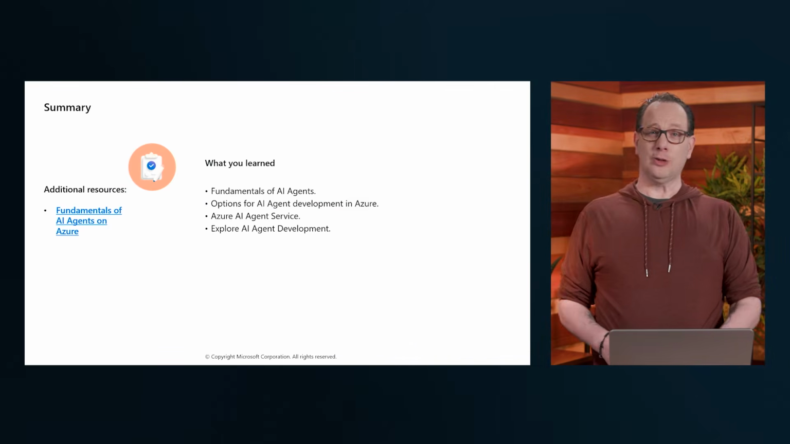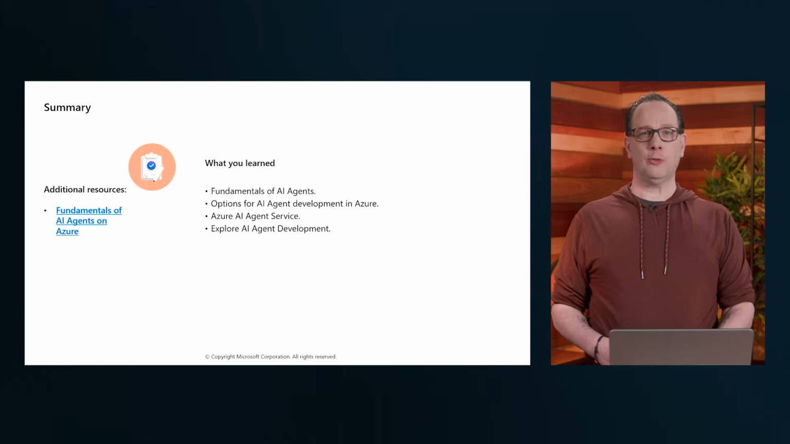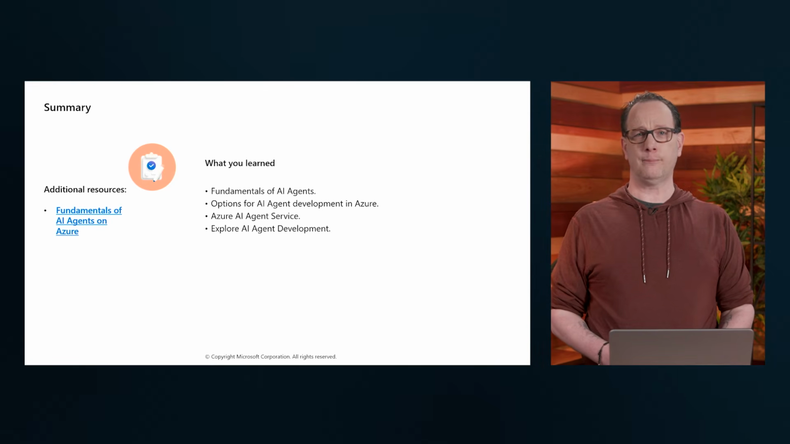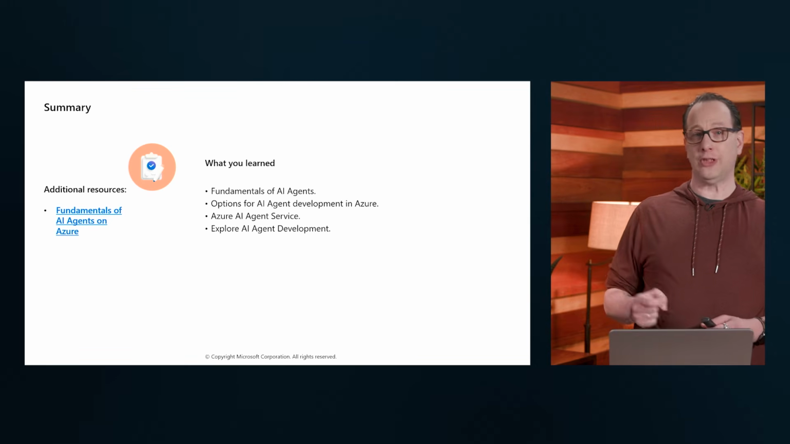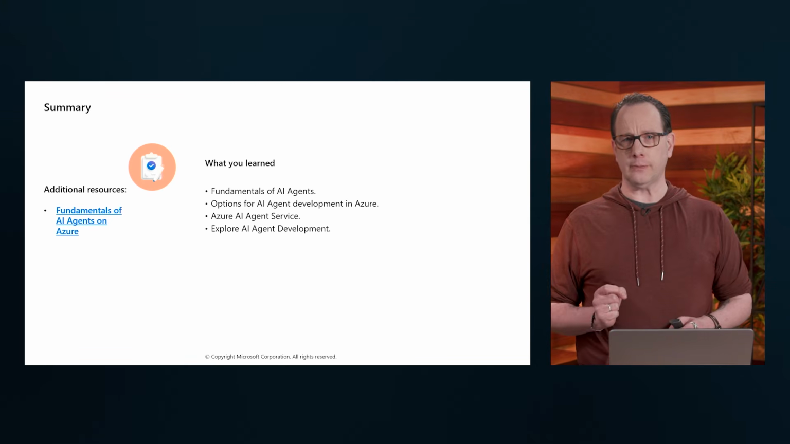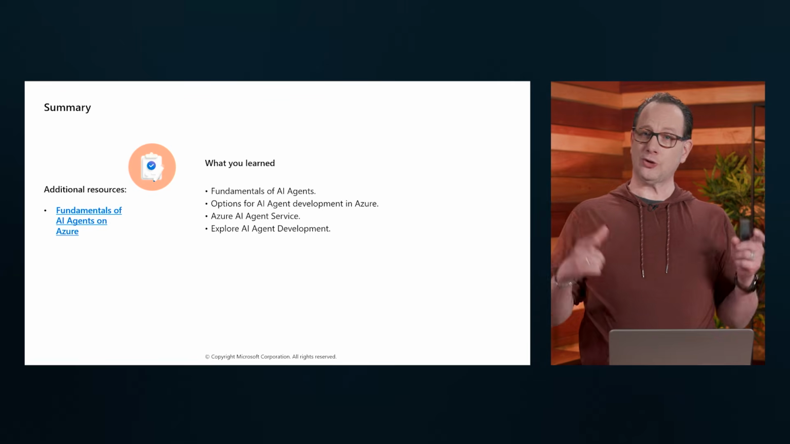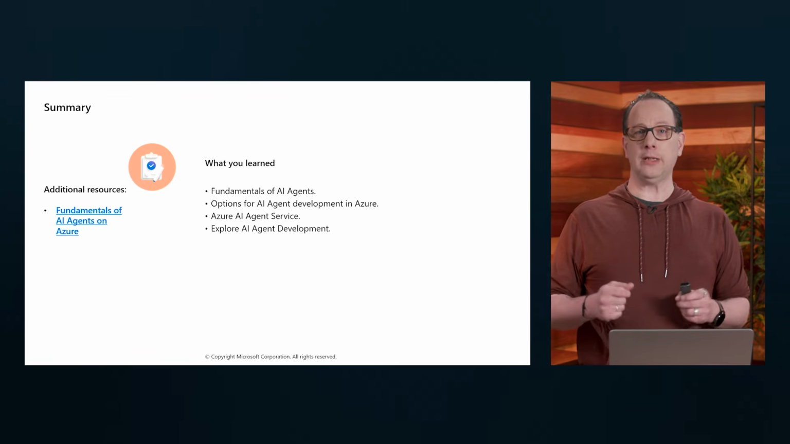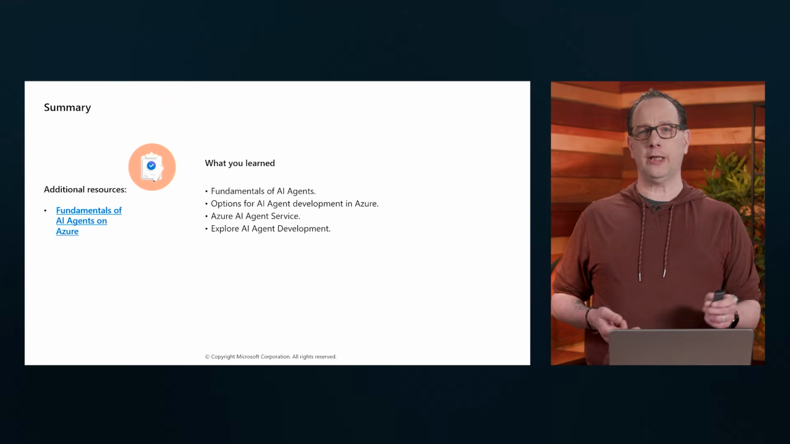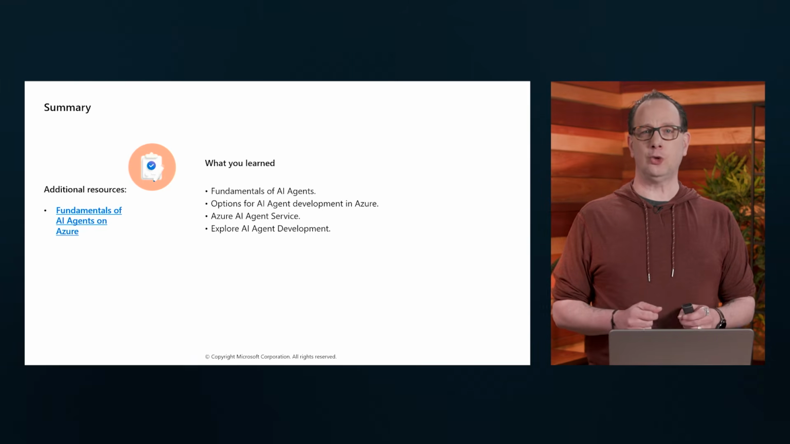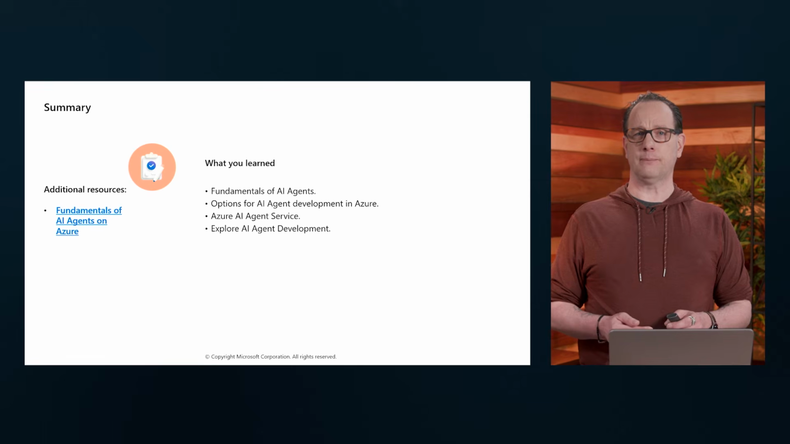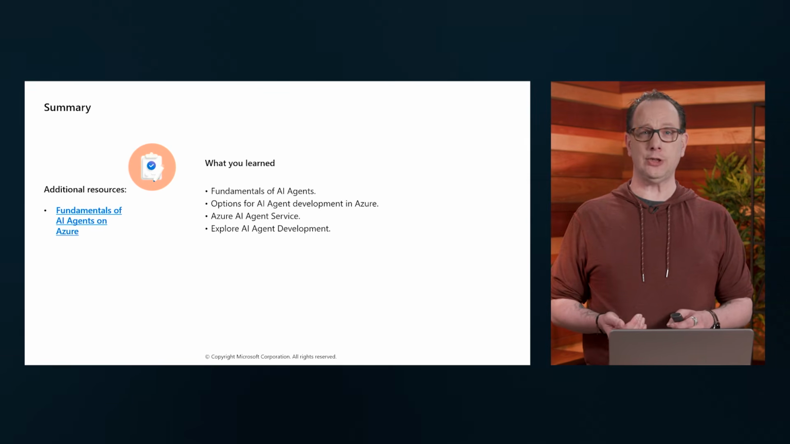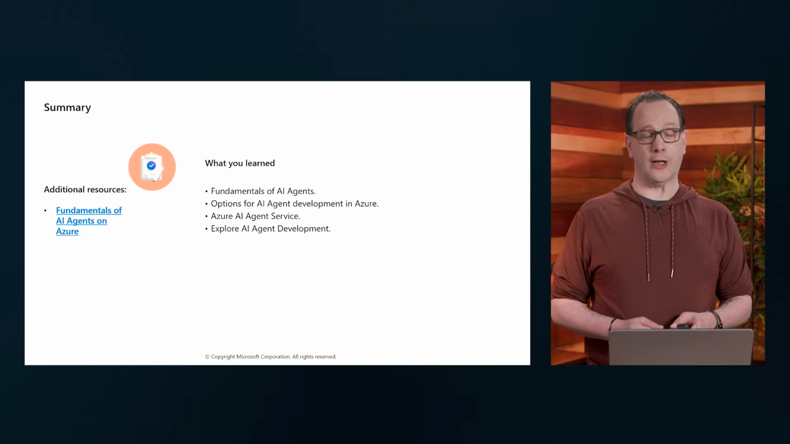This brings us already to the last slide in this module. Now, before I let you go, let's reflect on what you already learned out of this module. We opened this module positioning the fundamentals of AI agents, followed by that one slide, remember, covering several different options for AI agent development in Azure. And then from there, we started shifting our focus towards Azure AI Agent Service. And then closed the module with a demo in which we explored AI agent development within Azure AI Foundry.